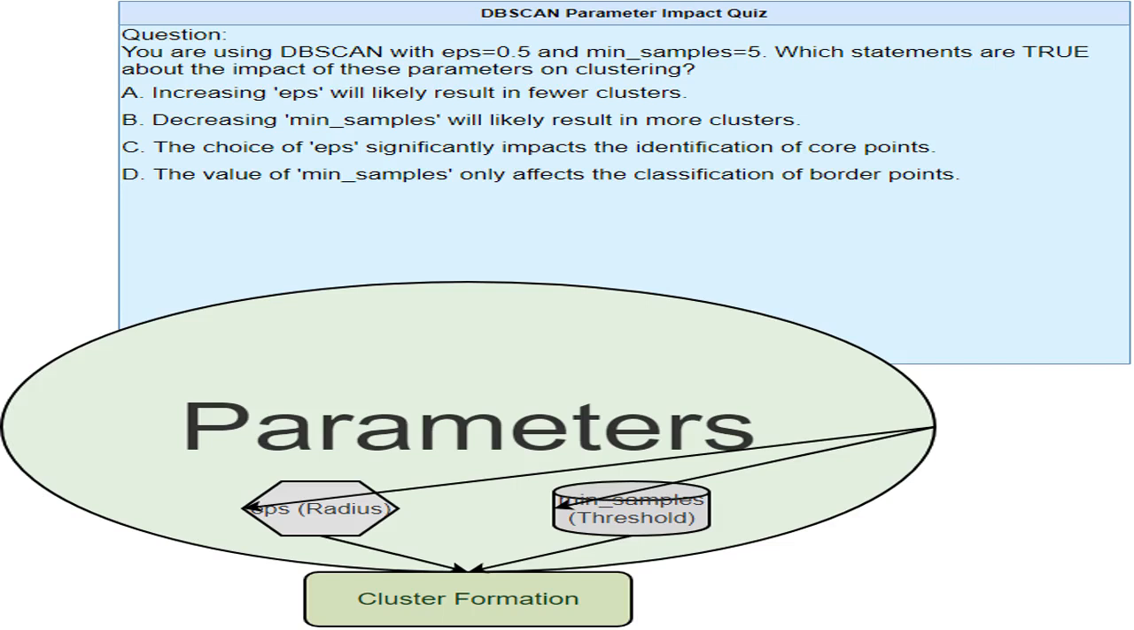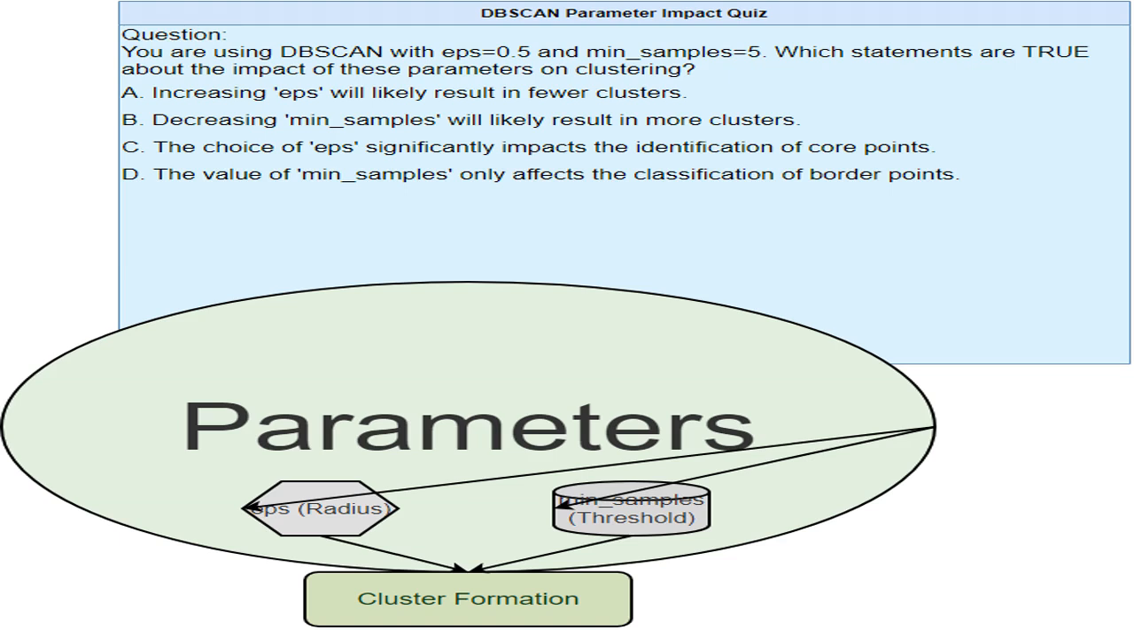I see eps as the radius of a circle I draw around each data point. Any other points that fall within this circle are considered neighbors. A larger eps means a bigger circle, finding more neighbors. Think of it like this. If you're looking for friends within a certain distance, eps, a larger distance, bigger eps, means you'll find more friends.